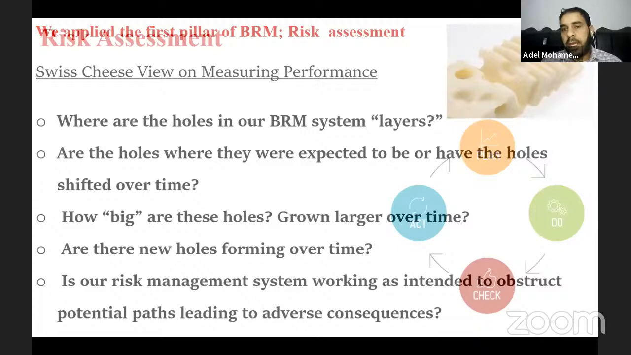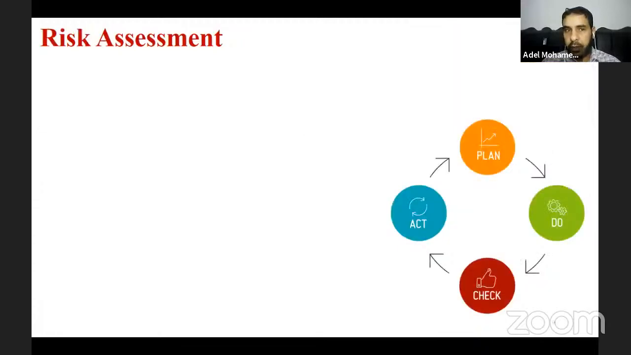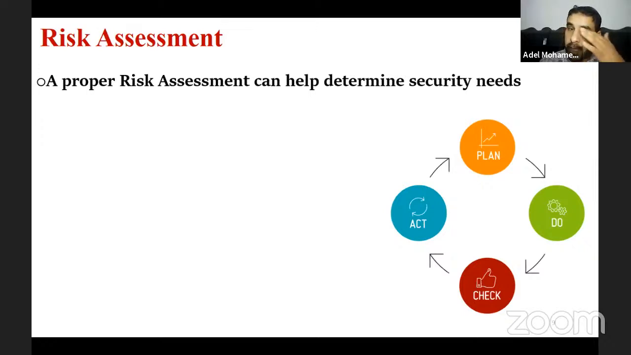Based on the plan, do, check, act model, we start a risk assessment in our institutions. As we started to introduce the basics of biorisk management, or the terms of biorisk management, in our institutions, we start to convince or persuade the institutional administrations on the importance of risk assessment and risk management, and we propose that a proper risk assessment can help determine security needs.